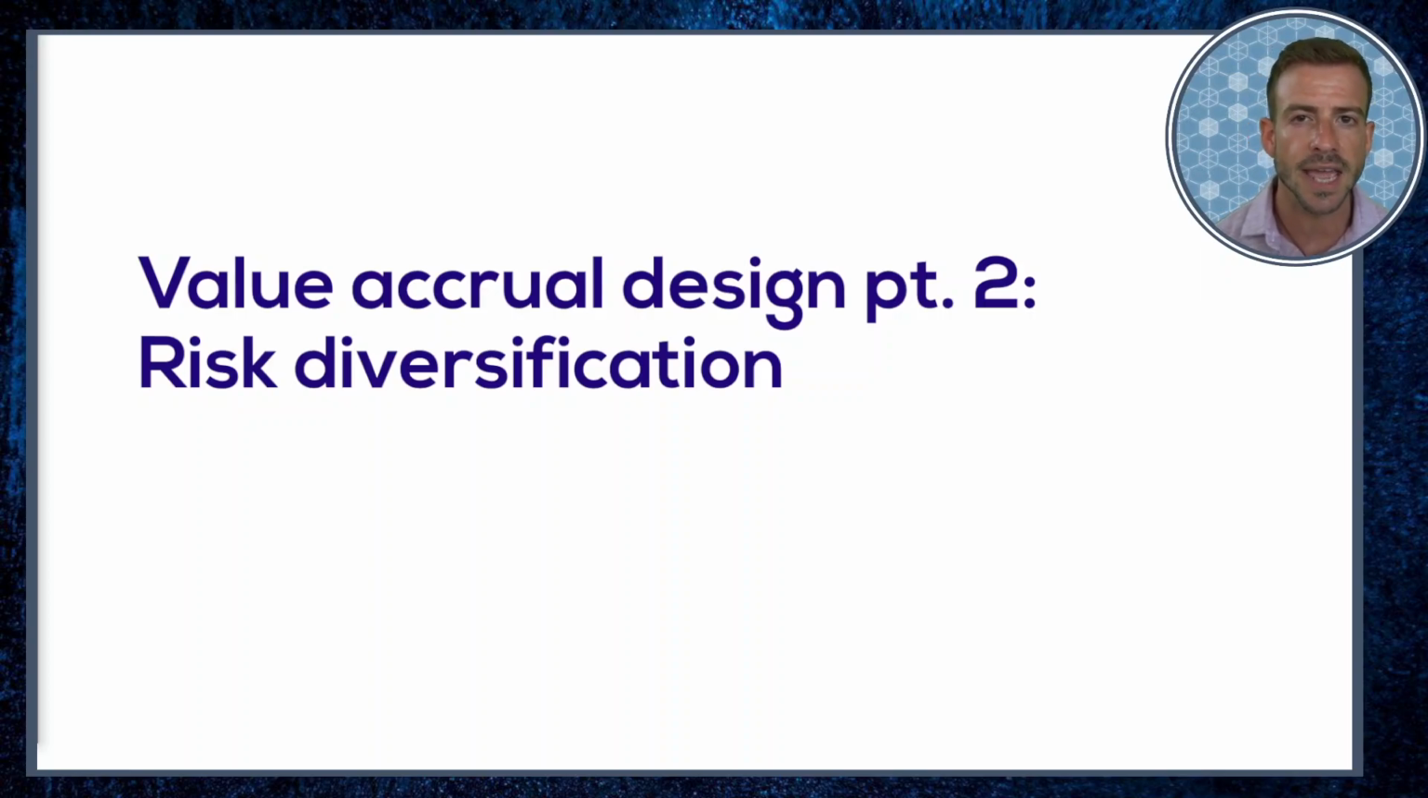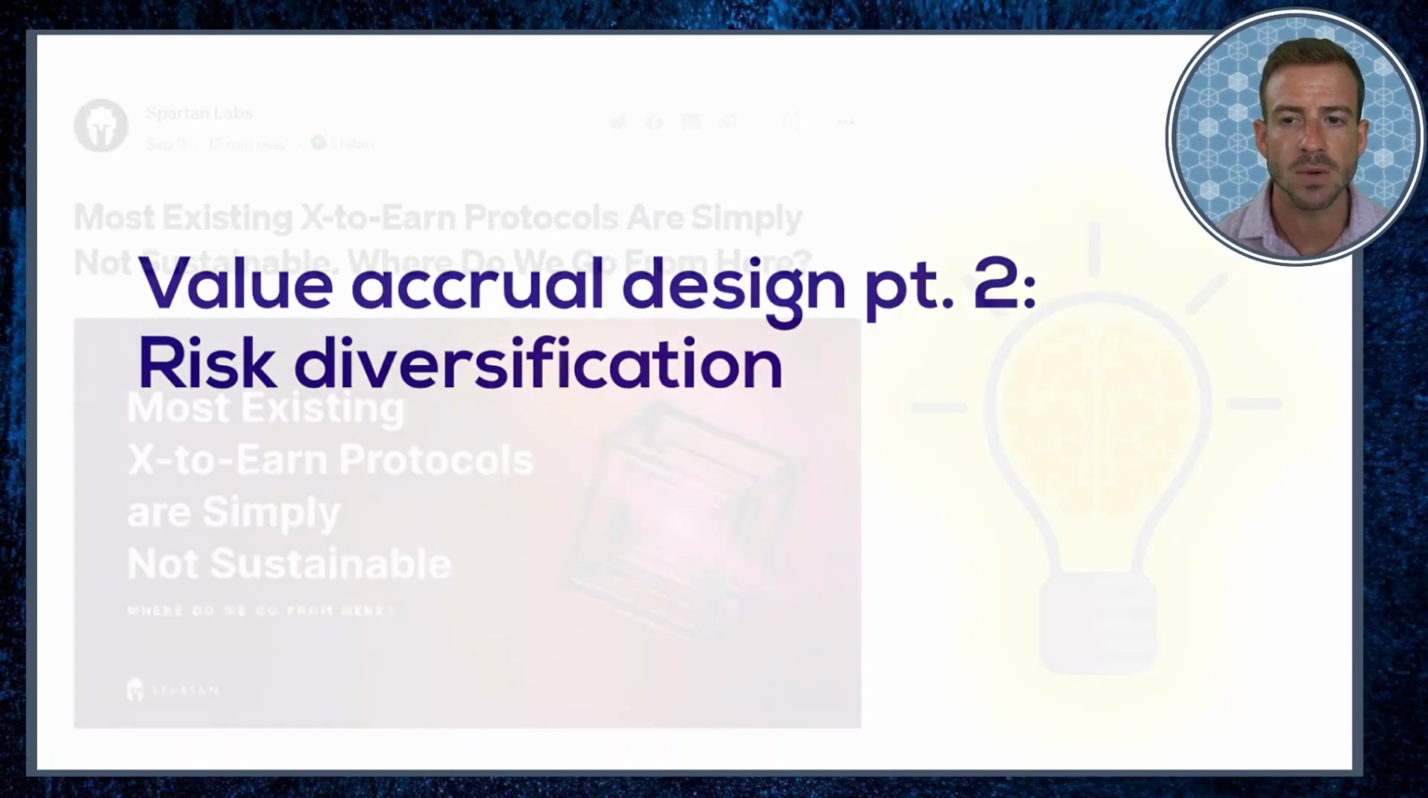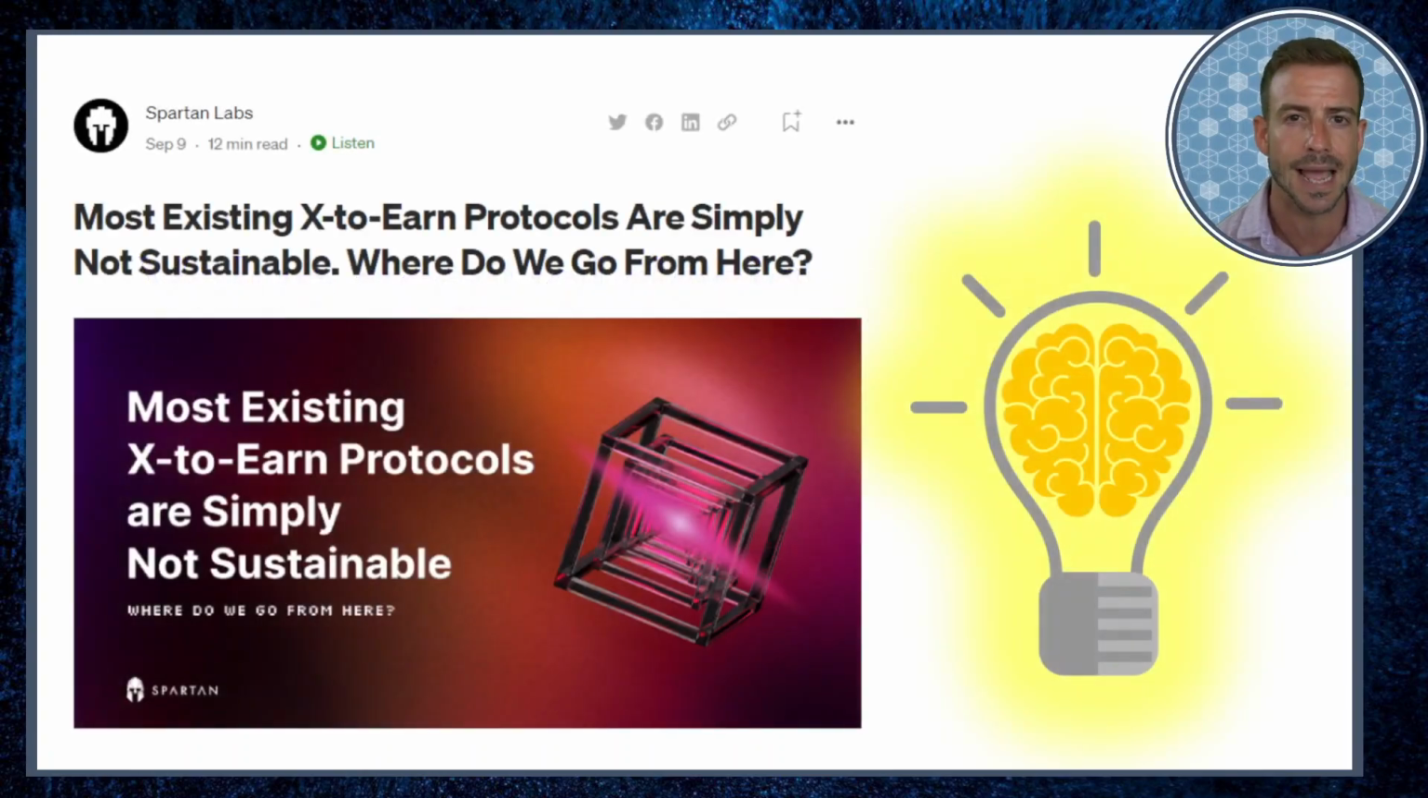Now, I originally came by this idea in a report published by Spartan Labs. But I've noticed since that it's actually being implemented by a number of projects and designers, which shows that the tokenomic community is having a shared interpretation and response to the vulnerabilities that were demonstrated by the collapse of Axie's play-to-earn model and other similar designs.